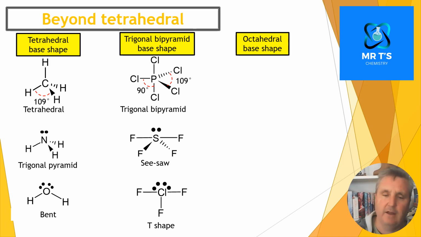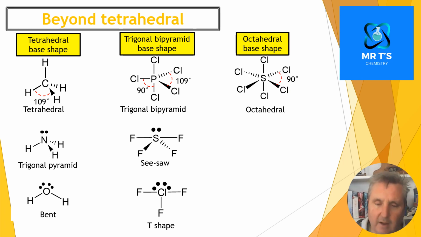Then we have an octahedral base shape, and the name is unfortunate because there are only 6 atoms that come off. Octahedral is actually based on the number of faces that this three-dimensional geometric shape has. It has 6 corners, but it has 8 faces.